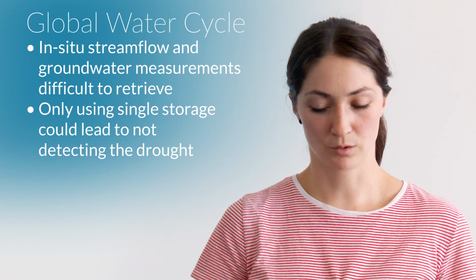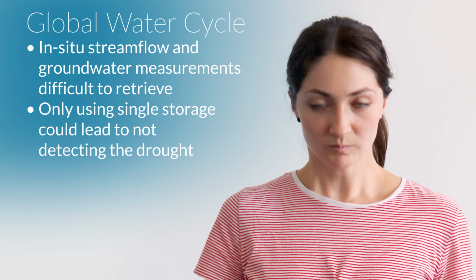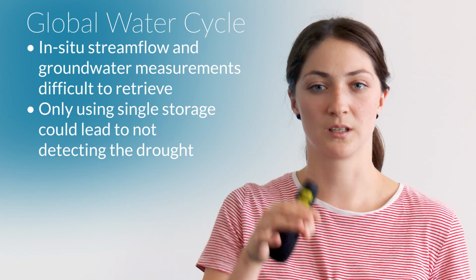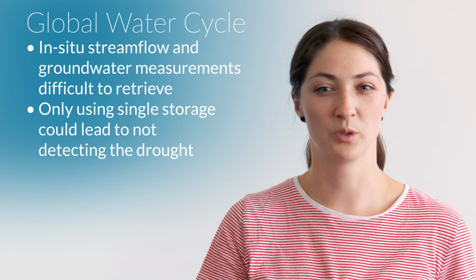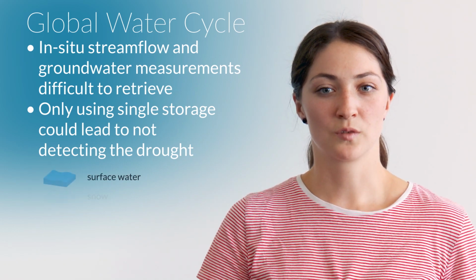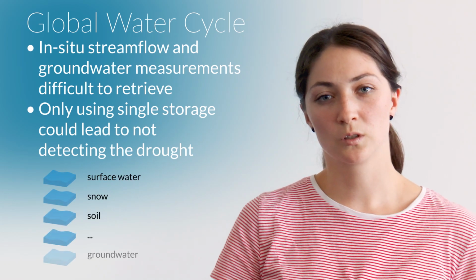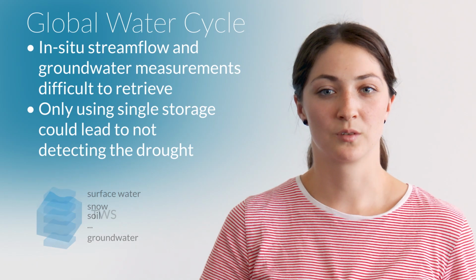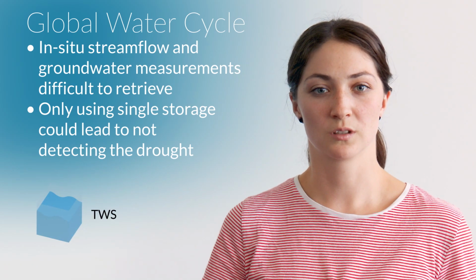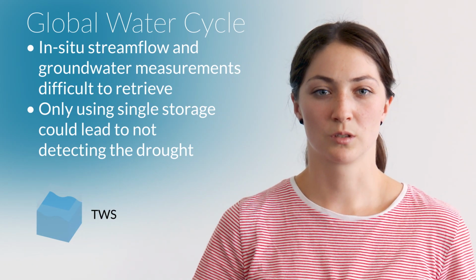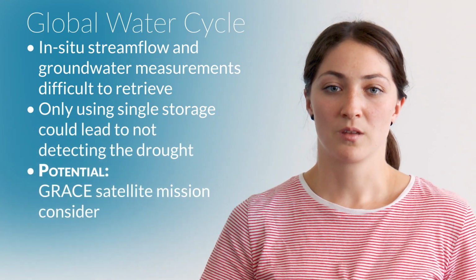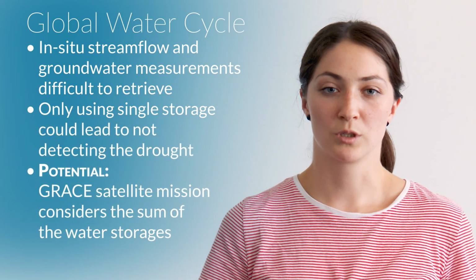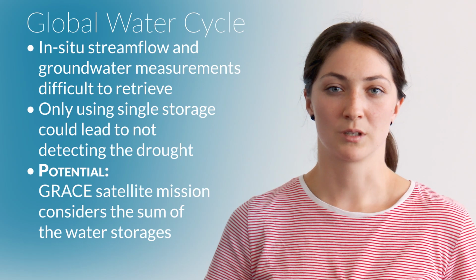So what we do now is that we look at a grid cell, for example, on the ground, and then we take all storages that are in this grid cell and sum them up. So we have surface water, snow, soil, groundwater, and sum it up to have, at the end, total water storage. And this total water storage can be derived by the GRACE satellite mission. So this is a big potential that we have from the GRACE satellite mission.